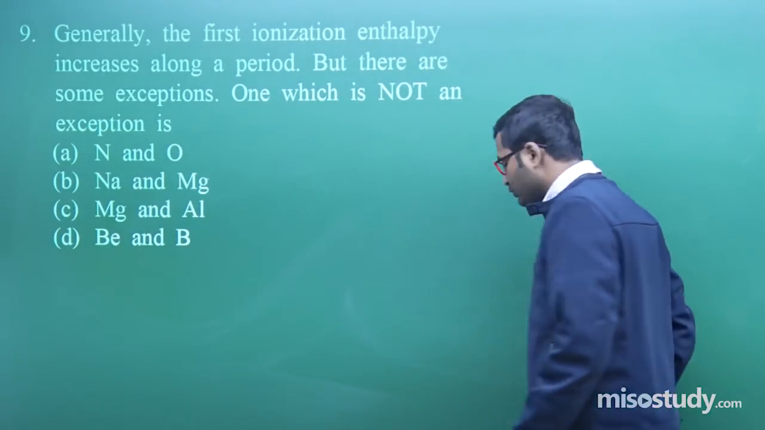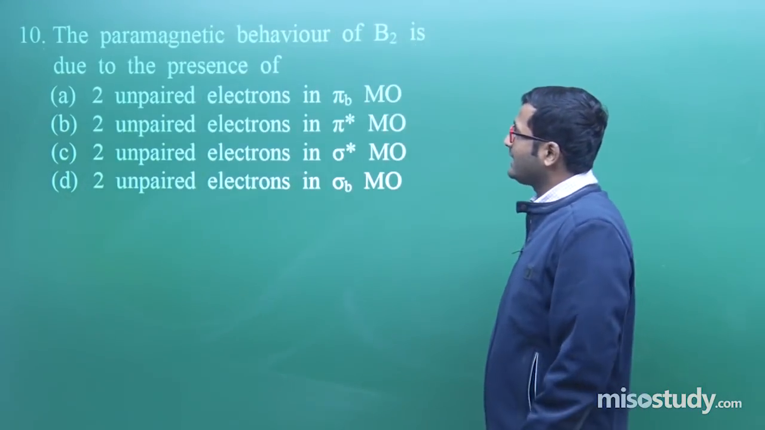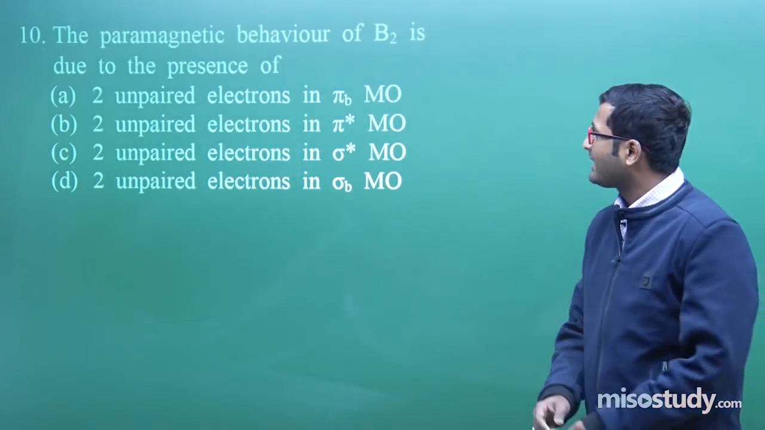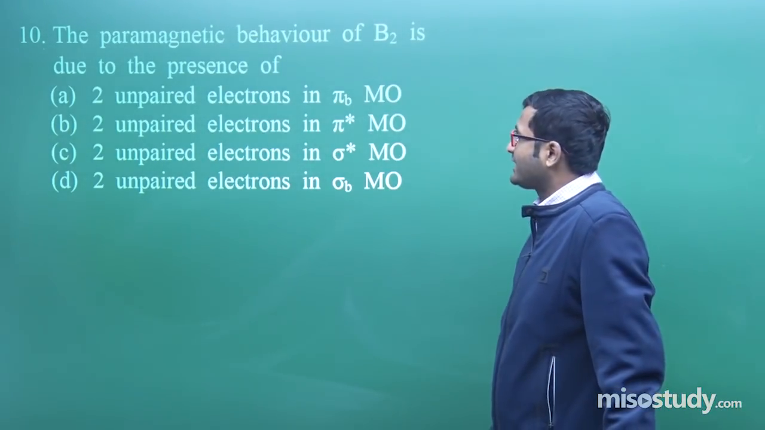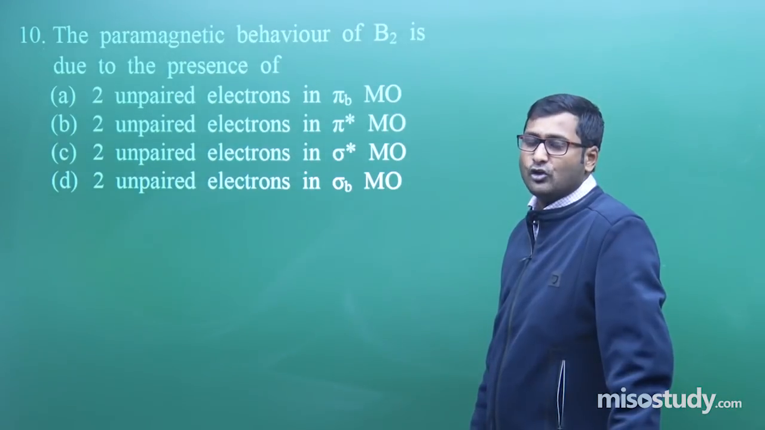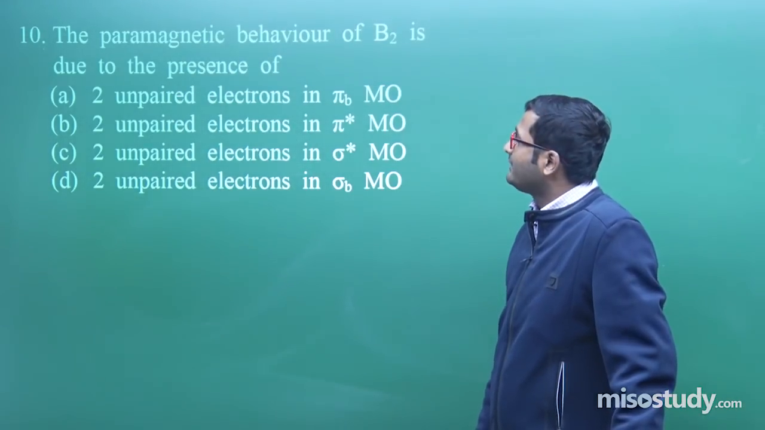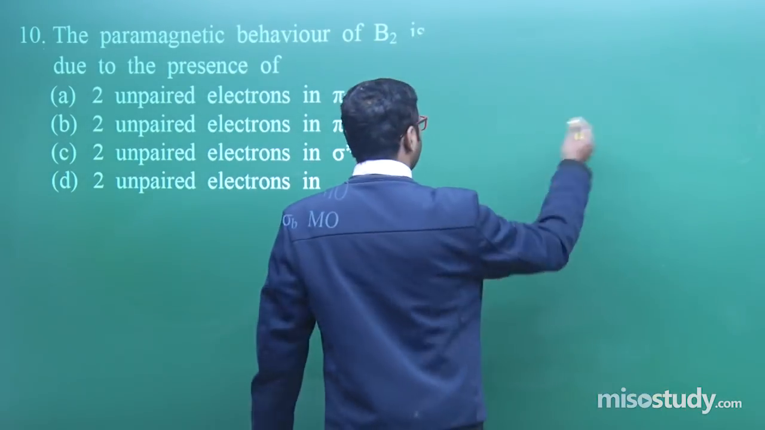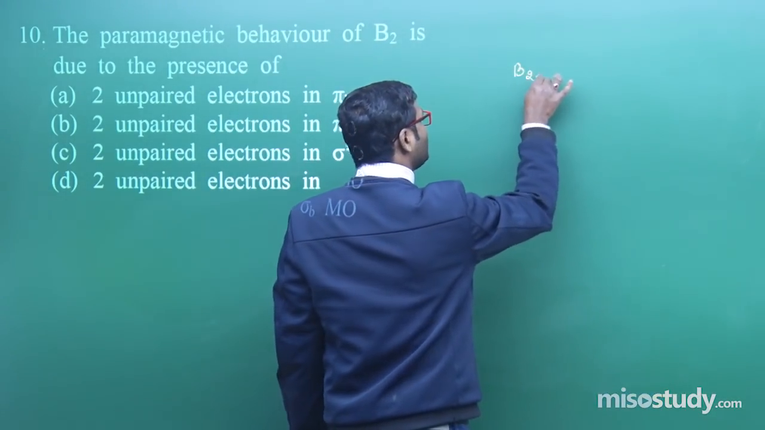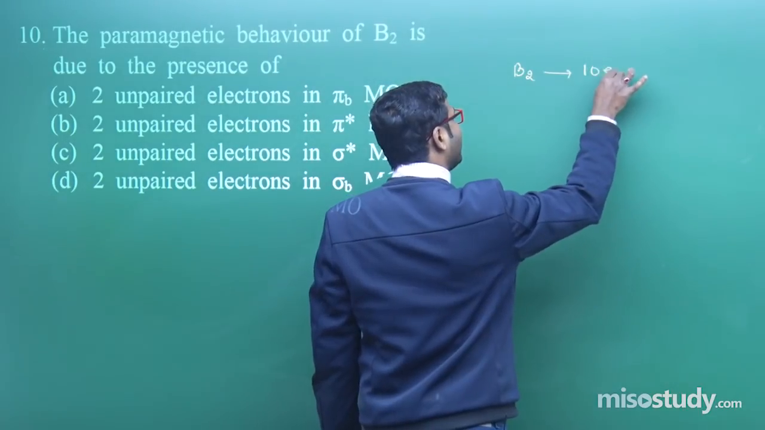Now let's move to the next question. What is the next question? Look at the paramagnetic behavior of B2. This is a question we have taken from the MOT theory, molecular orbital theory. What is given? The paramagnetic behavior of B2 is due to the presence of... First of all, tell me what is B2? B2 contains a total of 10 electrons.